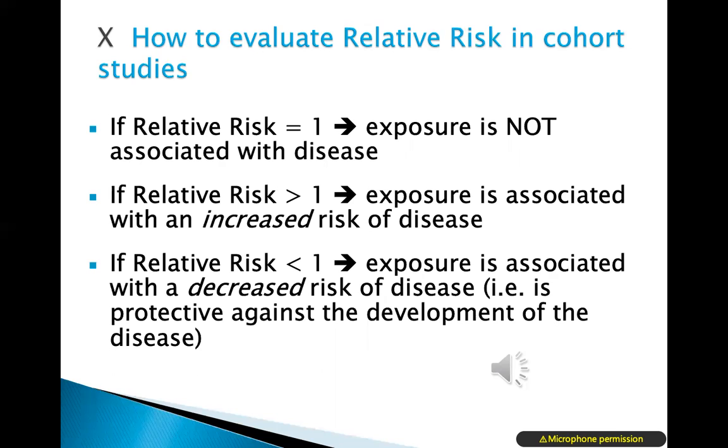Generally, there's an easy rule, and that's if the relative risk is equal to 1, the exposure is not associated with the disease. If it's greater than 1, there is some association with an increased risk of disease. If it's less than 1, the exposure actually is related to a decreased risk of disease. So in other words, that risk factor, let's say it is exercise, may be protective against the development of the disease that you were studying, which was congestive heart failure. So we look for that greater than, equal to, or lesser than sign when we interpret the relative risk of a study.